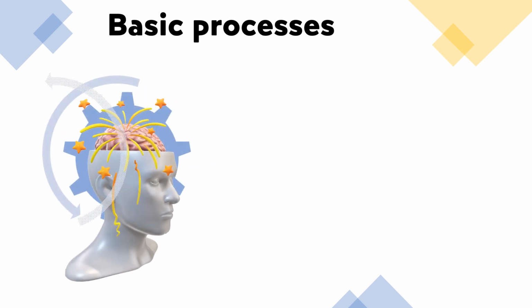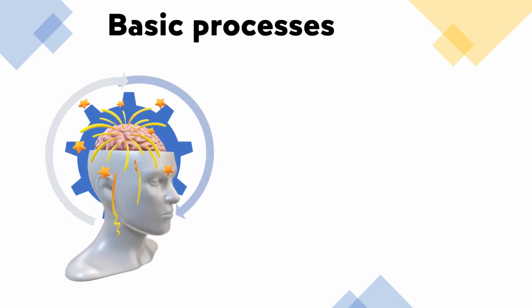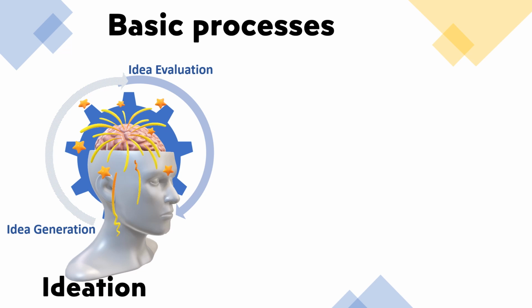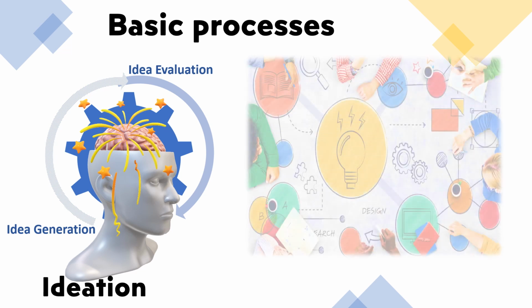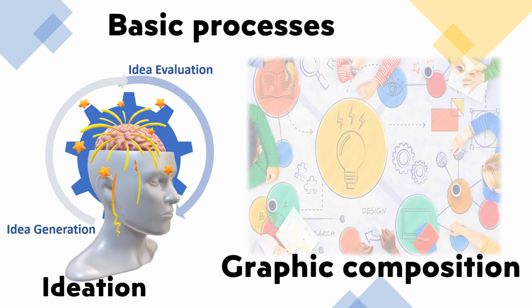At a cognitive level, we must know that the basic processes that come into play in this didactic strategy are ideation and graphic composition. Regarding the ideation, this generation of ideas must be gradually evaluated to know if this graphic composition is efficient and didactic, and for this, pre-established thought routines must be established that will allow us to formalize and systematize the activity.